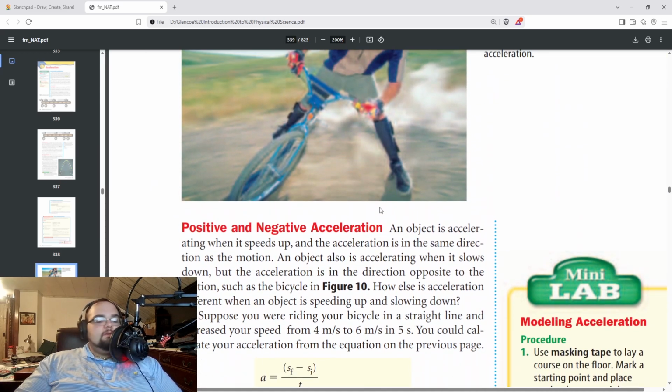So positive and negative acceleration. An object's accelerating when it speeds up, and the acceleration's in the same direction as the motion. An object's also accelerating when it slows down, but the acceleration is in the direction opposite. How else is acceleration different when an object's speeding up and slowing down?